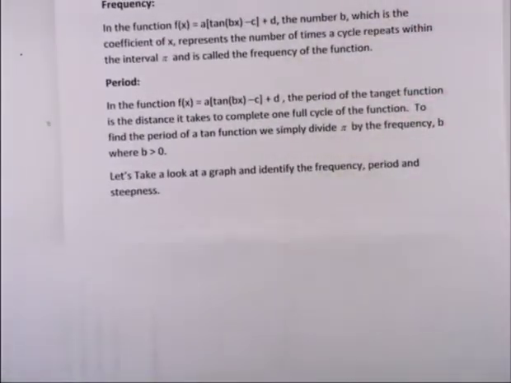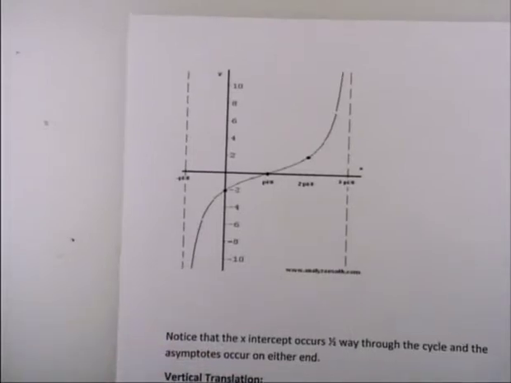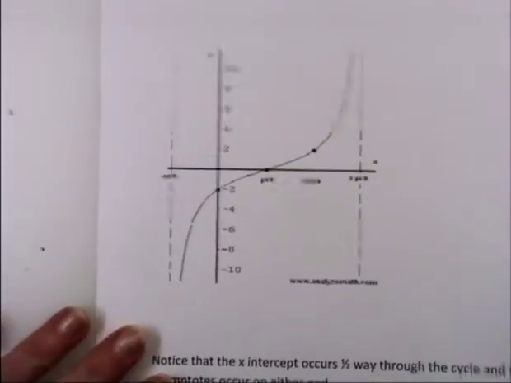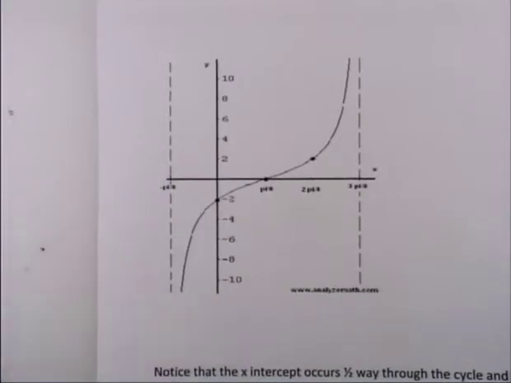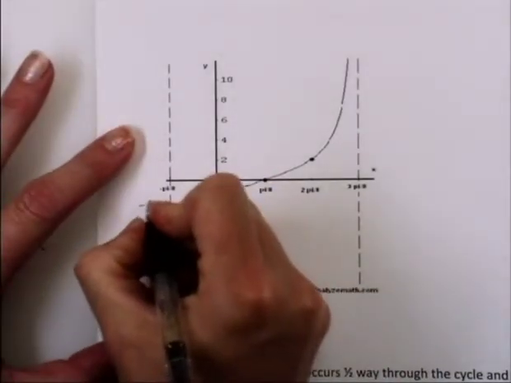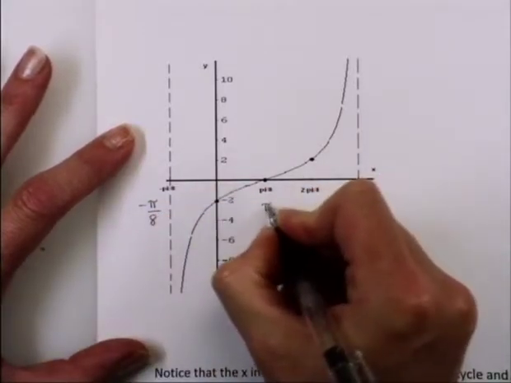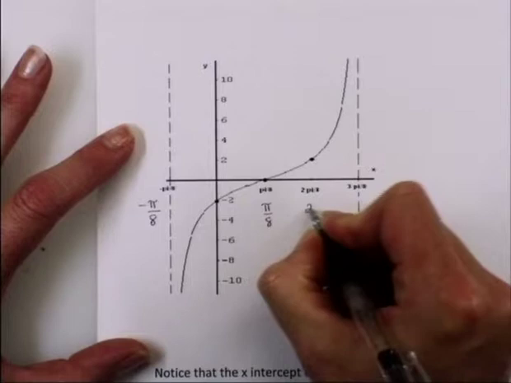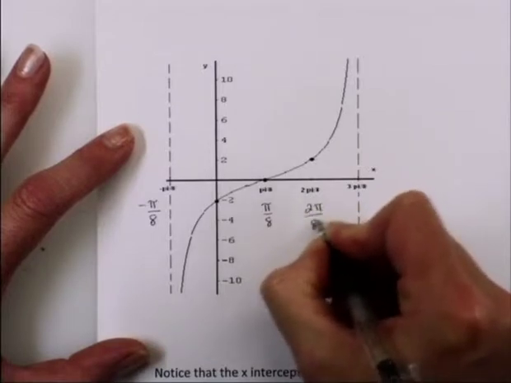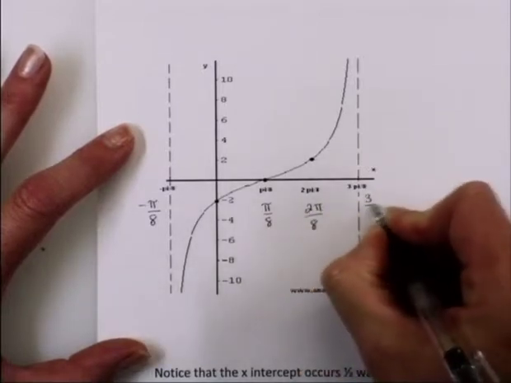All right, so let's look at a graph and see if we can identify some of these things. You can see that well enough. All right, so I'm going to remark these so you can read them a little more easily. This is negative pi over 8. This is pi over 8, 2 pi over 8, and 3 pi over 8.